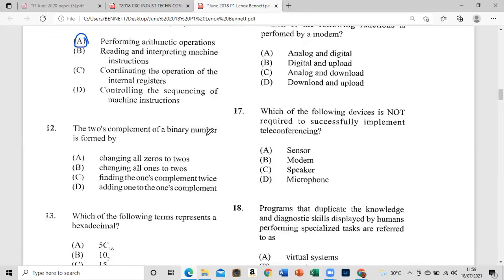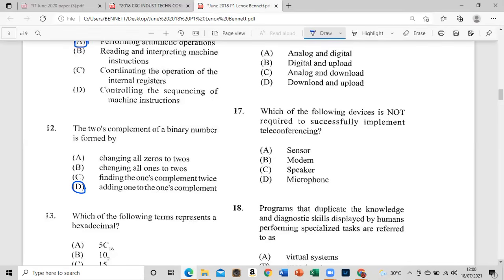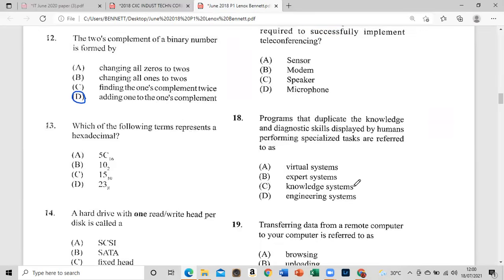The two's complement of a binary number is formed by, is it A, changing all zeros to twos, changing all ones to twos, finding the one's complement twice, or adding one to the one's complement? It is actually D. I will be doing something on this on my live. I'll actually have the ones and zeros and show you how it will go. I'm just learning this also myself. I am indeed also learning.